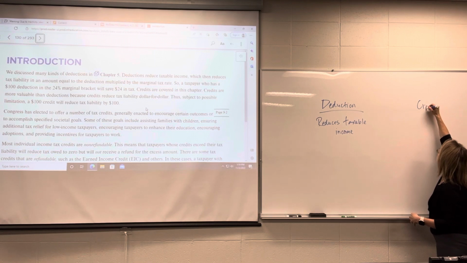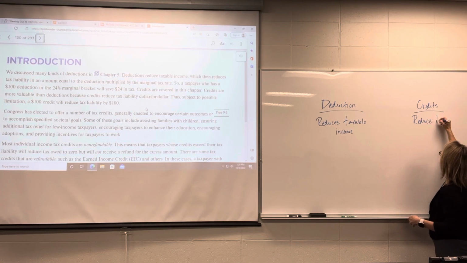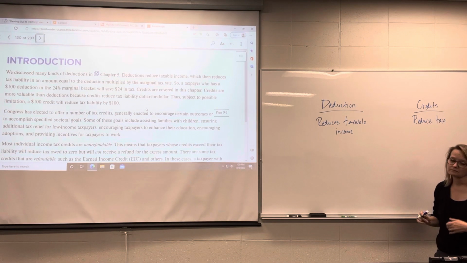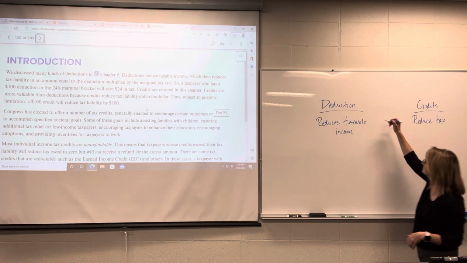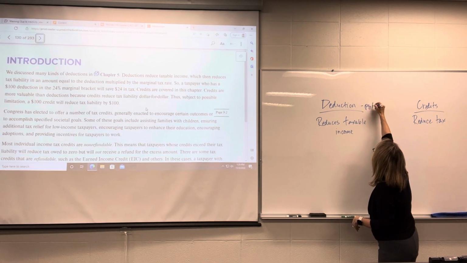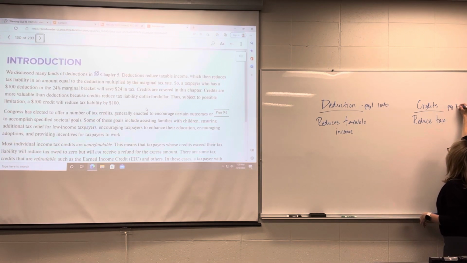The credits reduce tax. So once we've calculated what the tax is, that's when credits come into play. So these credits are all going to show up and flow through to page 2 of the 1040. Okay, so these are going to be on page 1. These are all going to be on page 2 of the 1040.